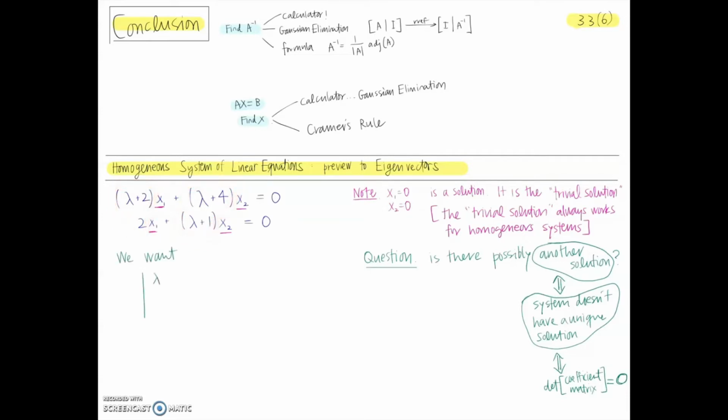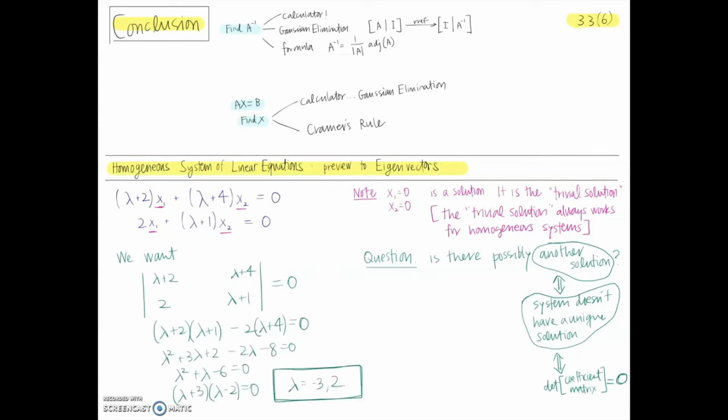So we want, let's see, lambda plus 2 is the first coefficient, lambda plus 4 is that one, 2, and then lambda plus 1. These are just coefficients. We want this to equal 0. And this equals 0 if (lambda plus 2) times (lambda plus 1) minus 2 times (lambda plus 4) equals 0. So this is just the equation for the determinant, and then I did a little bit of algebra, just cleaning everything up, and I actually did find that this equation has a solution.